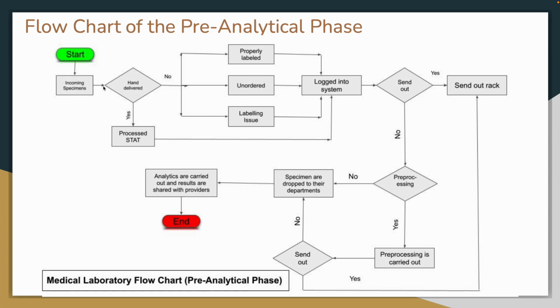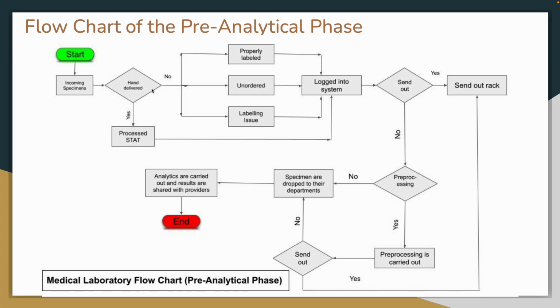As you can see, it starts with a question right away: whether it was hand delivered or not. If it's not hand delivered, it comes through the tube delivery system. If it's hand delivered, it's usually walked down by a nurse or a PA or someone like that. Even sometimes the doctors walk it down. So this one usually does not have any problem. The ones that are hand delivered do not have any problem and go through the system very quickly.